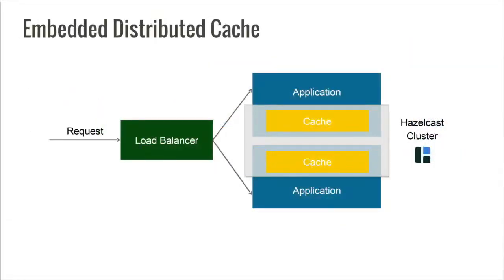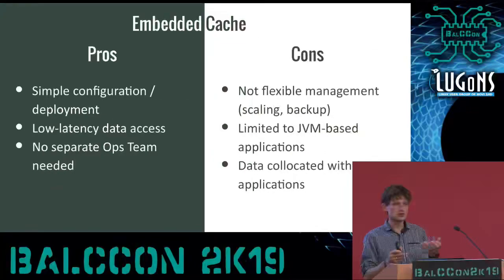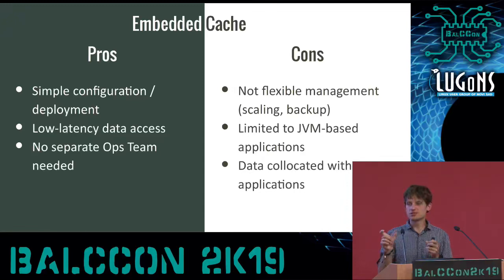So that is about embedded cache and embedded distributed cache. Let's look at the pros and cons of embedded cache. So from the good sides, it's a very simple configuration deployment because it is just a library in your application. We use Java, but for any programming language, you will find your library for caching. The good thing is also that the latency is very low because it's inside your process, so it's super fast. We cannot do anything better. And you don't need any ops team or ops effort because it's managed together with your application.